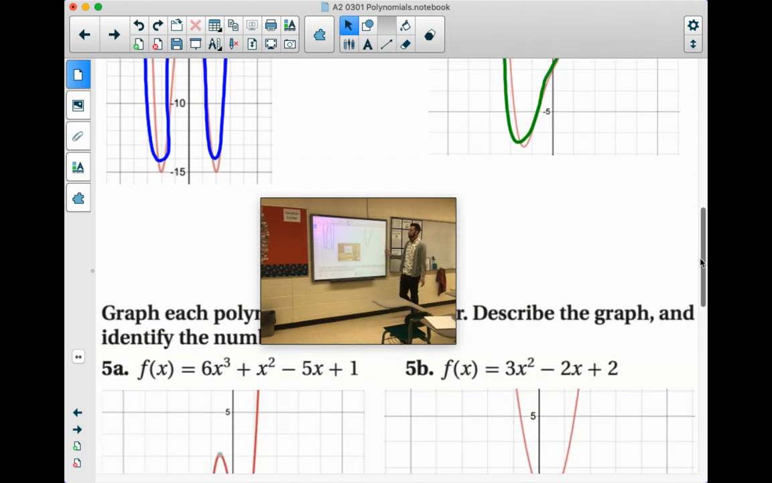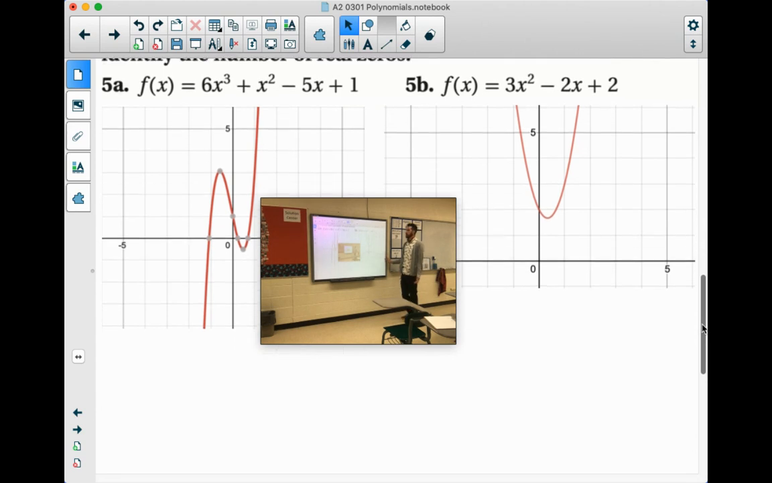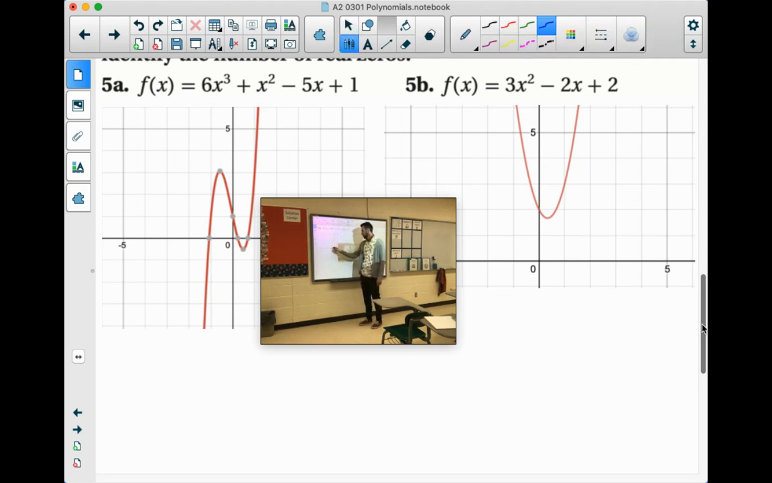So I have the other ones here graphed, but I mean, you can kind of see it, right? From left to right, increases, decreases, increases. As far as zeros, looks like it crosses 3 times there.